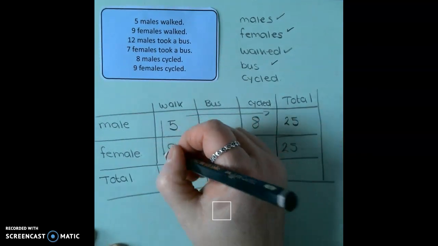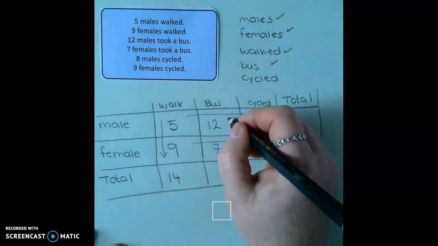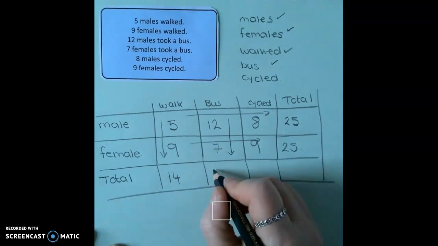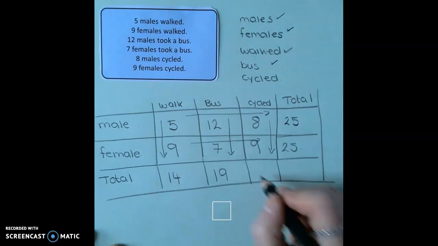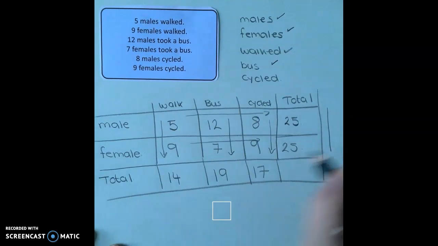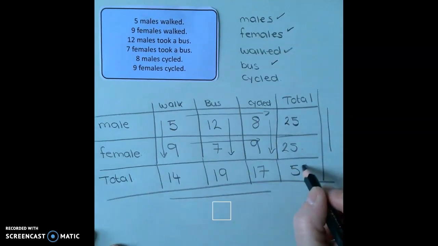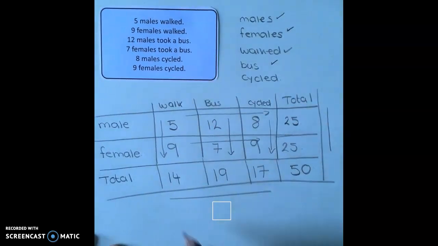For the columns, 5 and 9 equals 14, and 12 add 7 equals 19, and 8 add 9 equals 17. Now both of these will equal 50. So both the row total and the column total will add up to the number in the corner, which is 50. Okay, hopefully you were able to follow that.